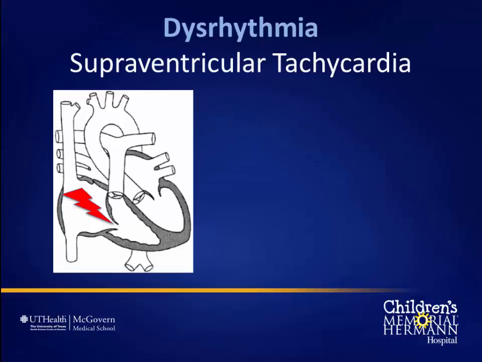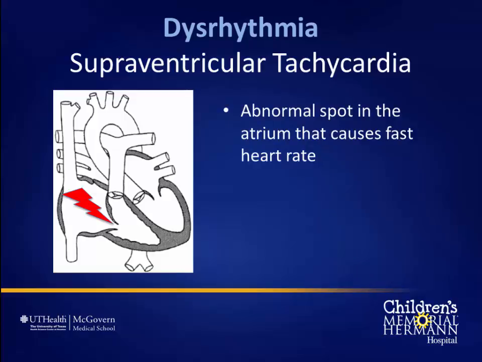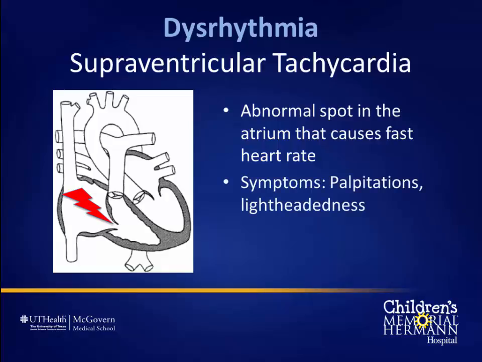Next, dysrhythmias can also cause chest pain. So the first one is supraventricular tachycardia. An abnormal spot in your atrium causes a fast heart rate. Symptoms include palpitations, lightheadedness, and sometimes fainting. And treatments are going to be medications or ablations, and we can see this on EKG and Holter monitors.